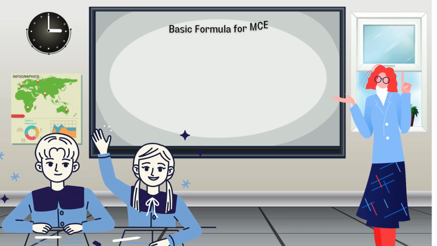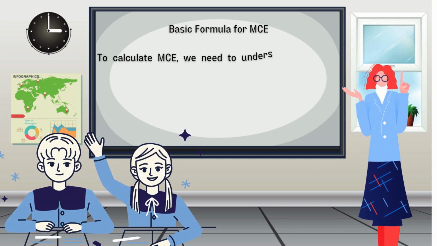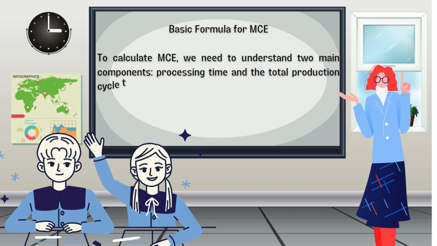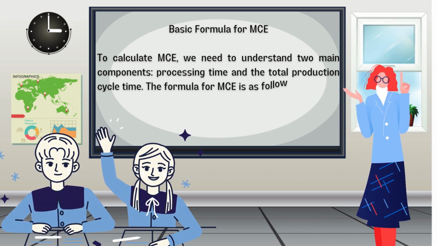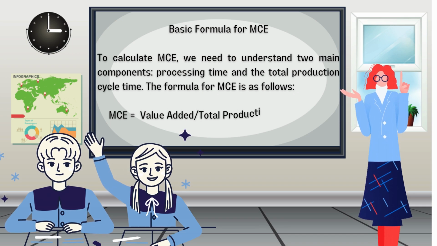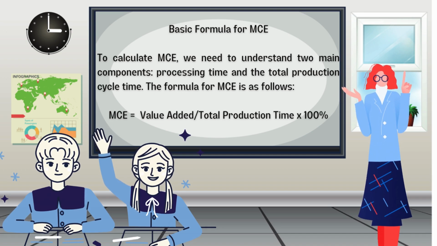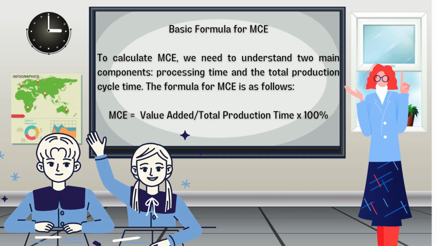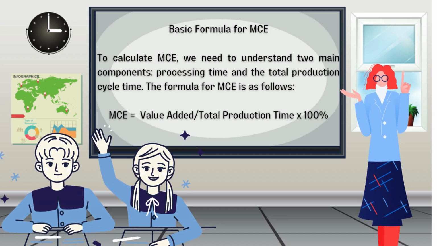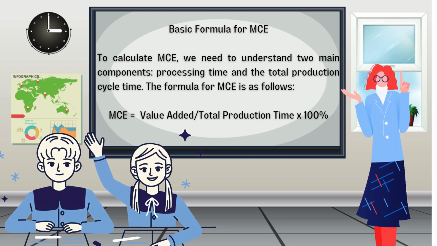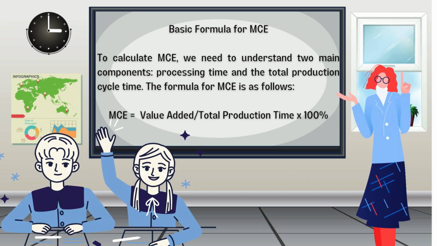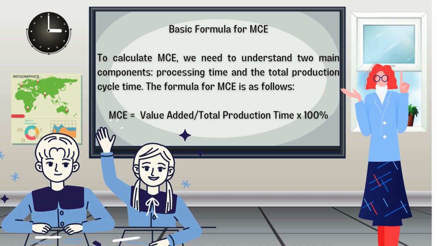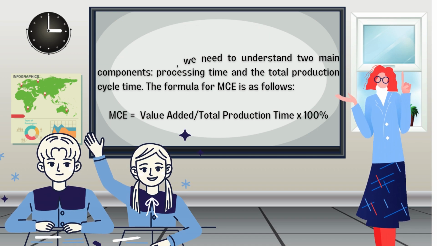Basic formula for MCE. To calculate MCE, we need to understand two main components, processing time and the total production cycle time. The formula for MCE is as follows: MCE equals value added time divided by total production time multiplied by 100%. Where value added time is the time truly spent on working on the product, such as cutting, assembling, or painting. Total production time is the total time spent in the production cycle, including waiting, storage, and transportation time. In other words, the higher the MCE value, the more efficient the production process.